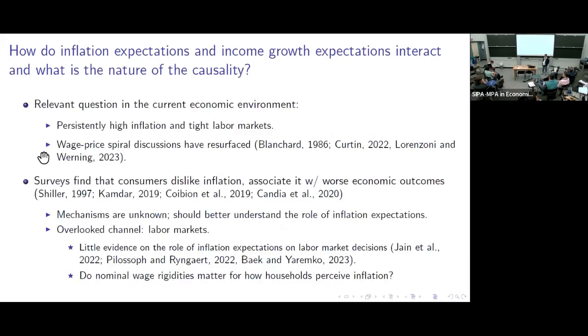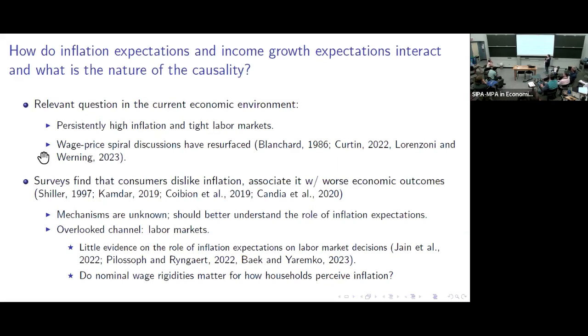What this paper is about is the interaction between inflation expectations and income growth expectations, and the nature of the causality between the two, if there is one. This is a relevant question in the current economic environment, not only for the US but beyond it, where we're still observing persistently high inflation, way above the long-term FOMC target, and tight labor markets. Therefore, discussions of potential wage-price spirals have resurfaced.